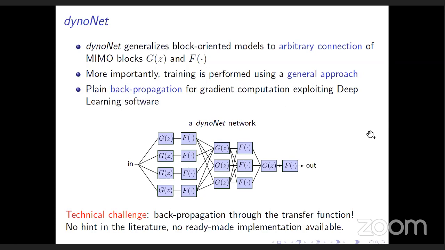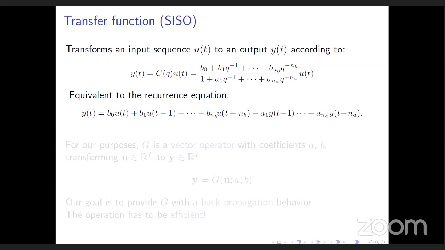So there is a challenge here: how to do back propagation through a transfer function. We found no hint, no reference to that in the literature, and also the transfer function is not a ready-made block of deep learning frameworks. So probably we thought nobody has ever developed this block before for back propagation. So we did it ourselves in this work. And here I present how to do it with a SISO transfer function for simplicity, but it can be extended.